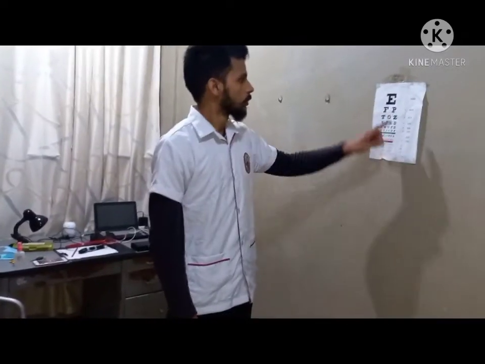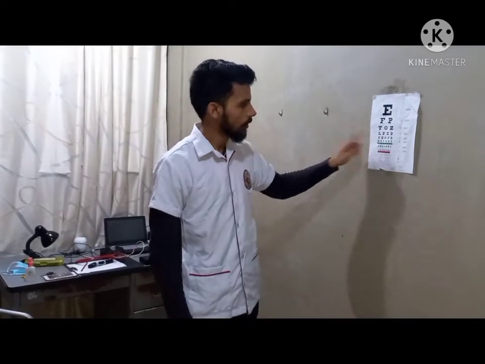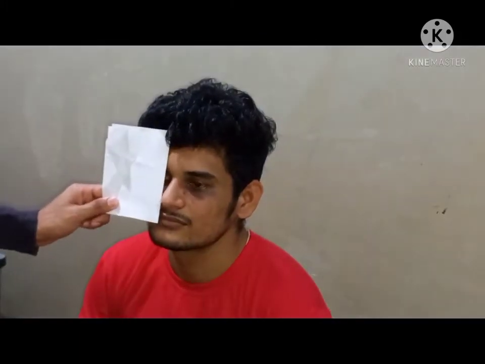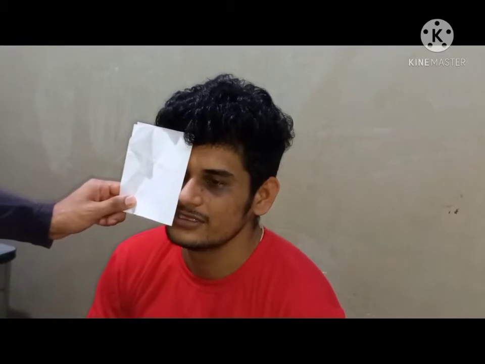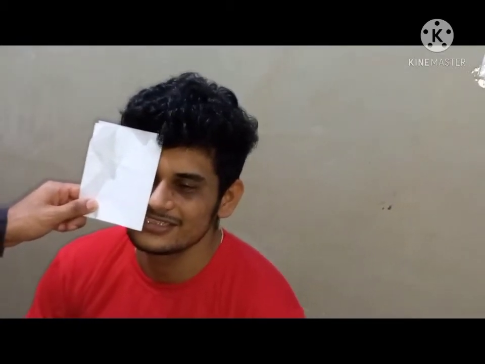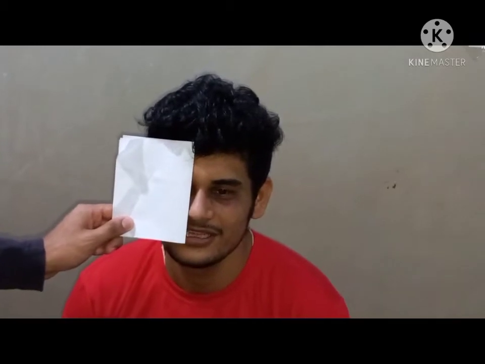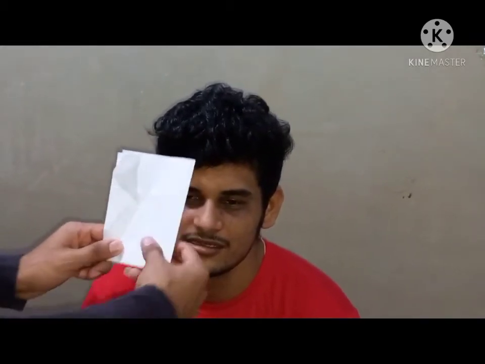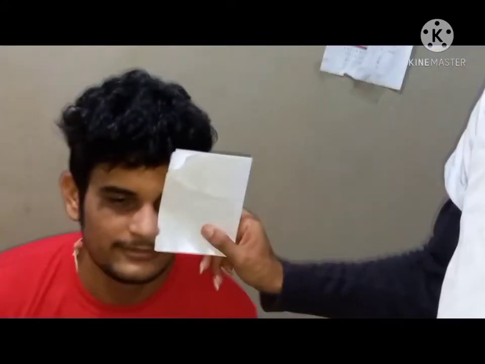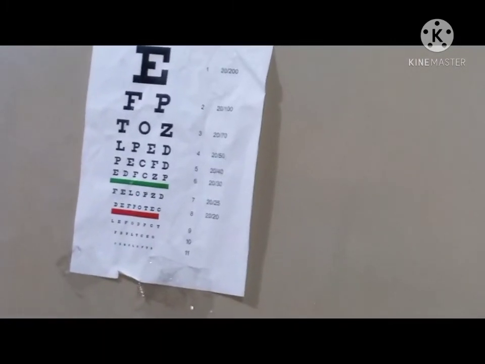Read the alphabets. We have to place the patient 20 feet away from the chart. So now I am covering your right eye. You should start the alphabet with E on the Snellen chart. P, F, T, O, Z, L, P. Now I'm covering your other eye. E, D, R, C, Z, P. Very good, and thank you so much. So now we can see he is having correct vision of 20 by 20.